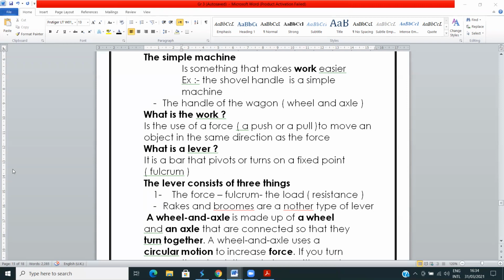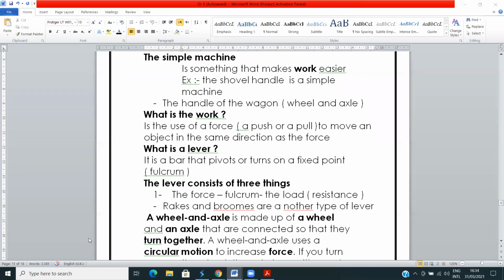Yasin Muhammad, what are the wheel and axle? The wheel and axle is made of a wheel and an axle that are connected so that they turn together. Yes, thanks a lot. It connects like what? Do you know a bicycle? Does it contain a wheel and axle or not? Yes. Thanks, my student.